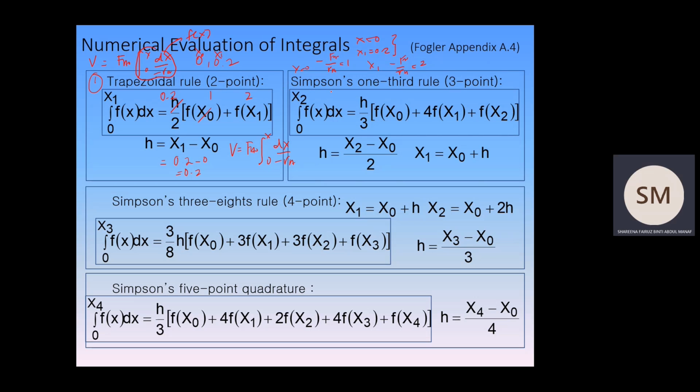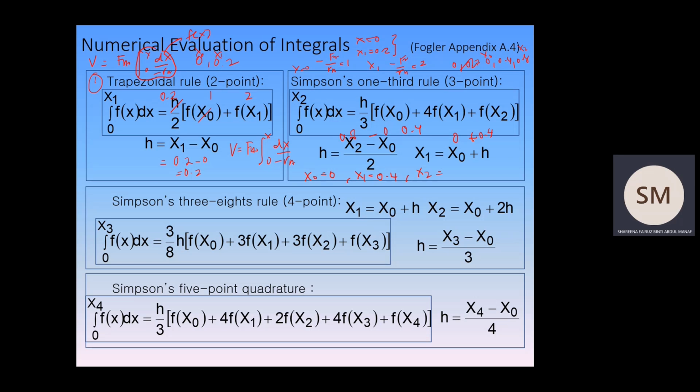Another one we have is Simpson's 1/3 rule. This is applicable for 3 points. So let's say you have 0, and then 0.4, and then 0.8. So here x2 would be 0.8 and x0 is 0. You just put x2, 0.8 minus 0, over 2, you will have 0.4. So your x0 would be 0 and your x1 is equal to x0 plus h, which is 0 plus 0.4. So your x1 should be 0.4, the conversion.